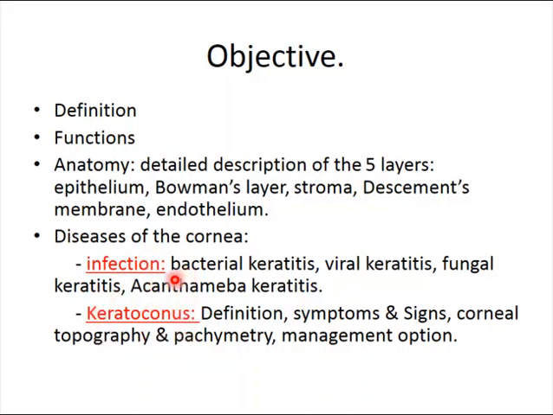In the infection, first of all, bacterial infection, bacterial keratitis, viral keratitis, fungal keratitis, and acanthamoeba keratitis. And another important subject is the keratoconus. We should know about the definition, symptoms, signs, corneal topography, pachymetry, management options of keratoconus.